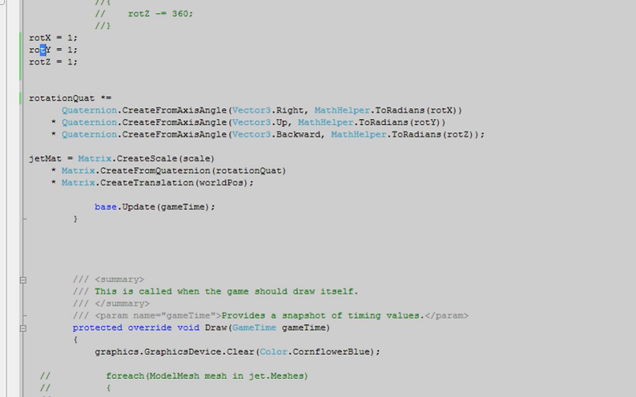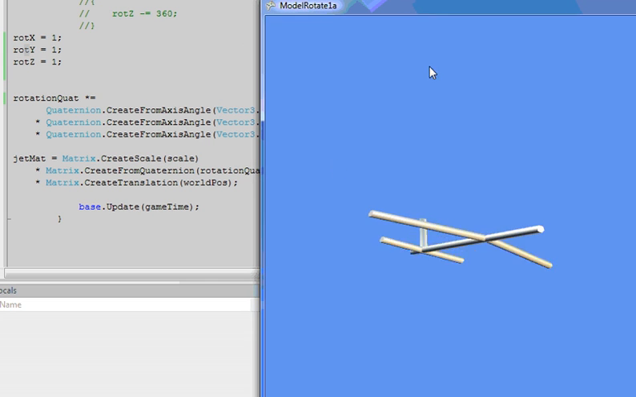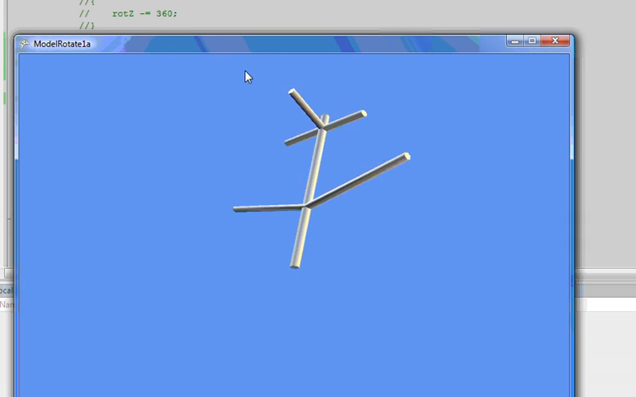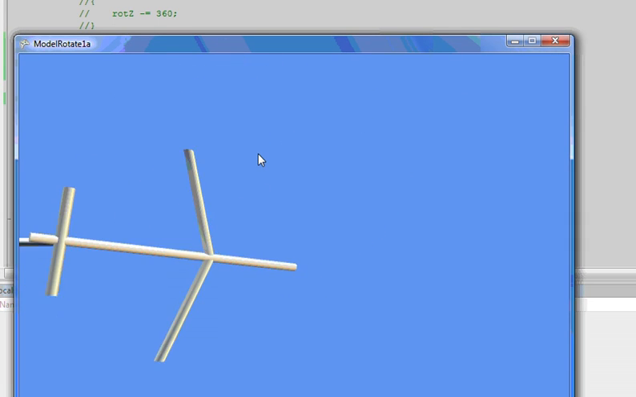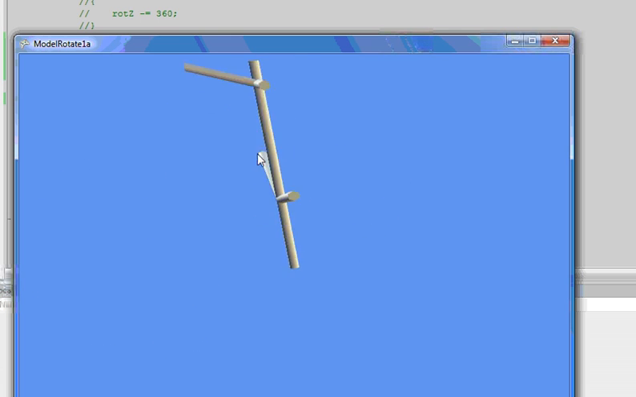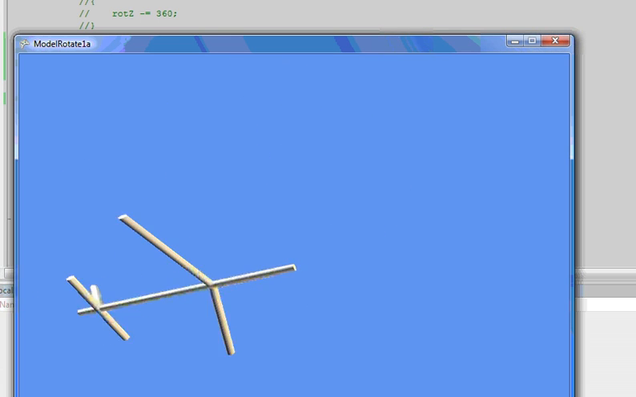So I'm going to hit debug and go ahead and drag this game over to my screen capture here. And hopefully we'll see that. And what it's doing is just what you would expect. It's rotating around all three axes 1 degree at a time, and it's just going around in circles like that.